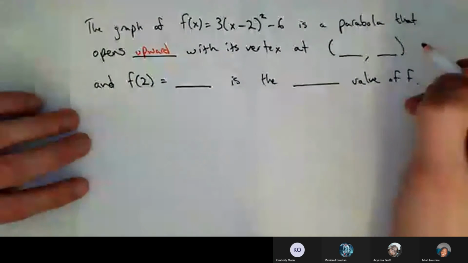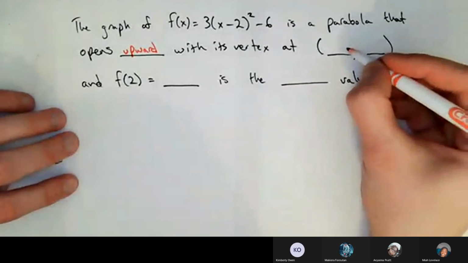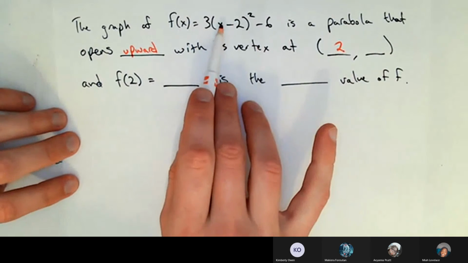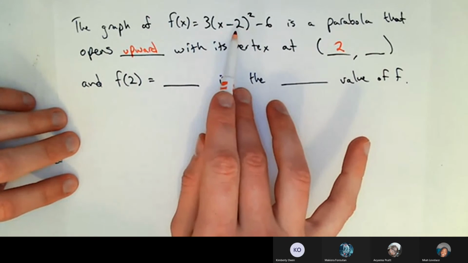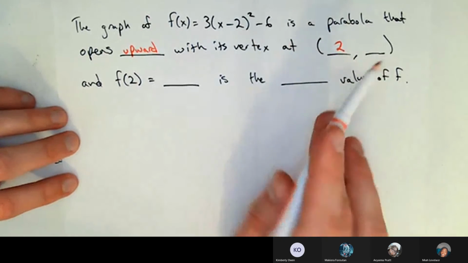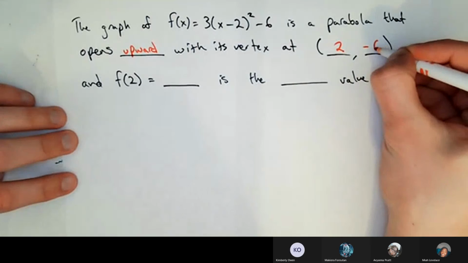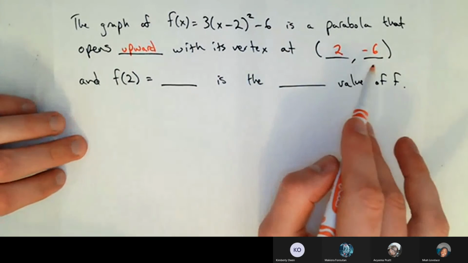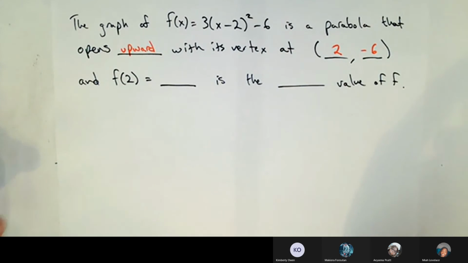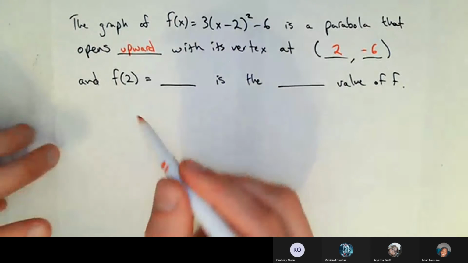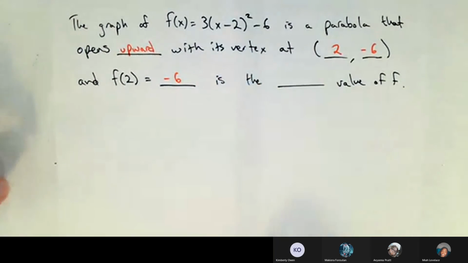Where is its vertex? Its vertex is going to be at 2, because I find the x value of the vertex by looking at the number in here, and I do flip that sign. That's where a sign flip does happen. And then I keep the sign on the y value coming from the number out here. So its vertex is at (2, negative 6). So that means f of 2 equals, well, it's right here. f of 2 equals negative 6.